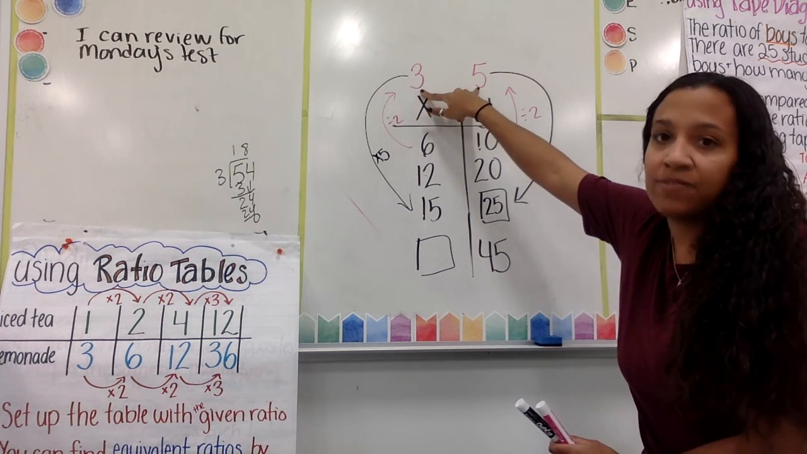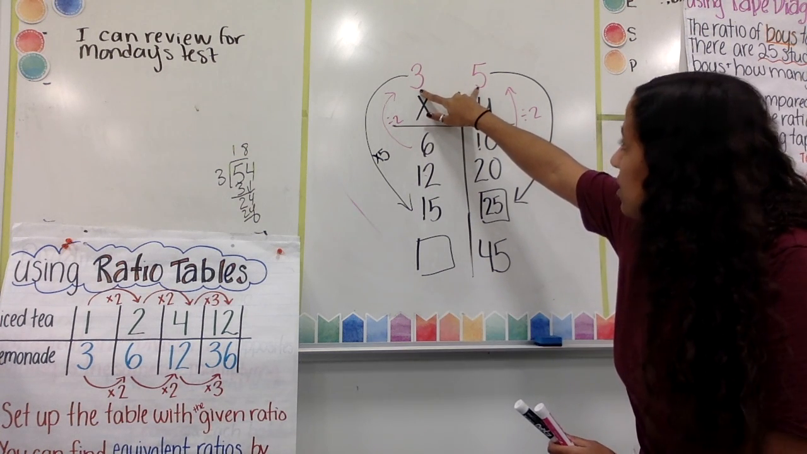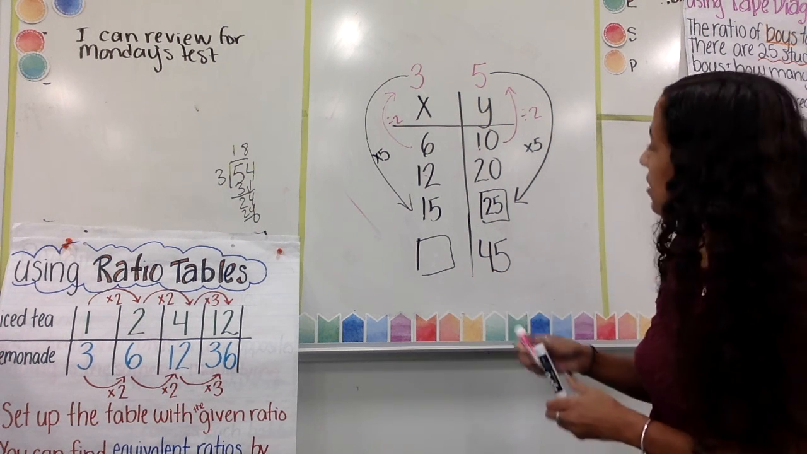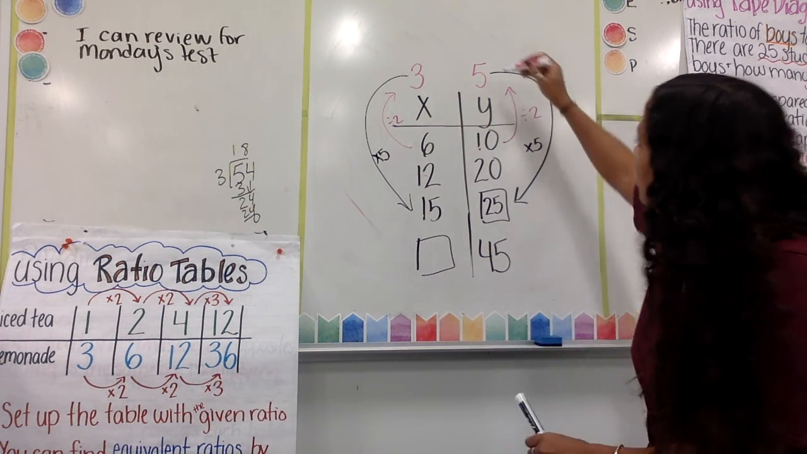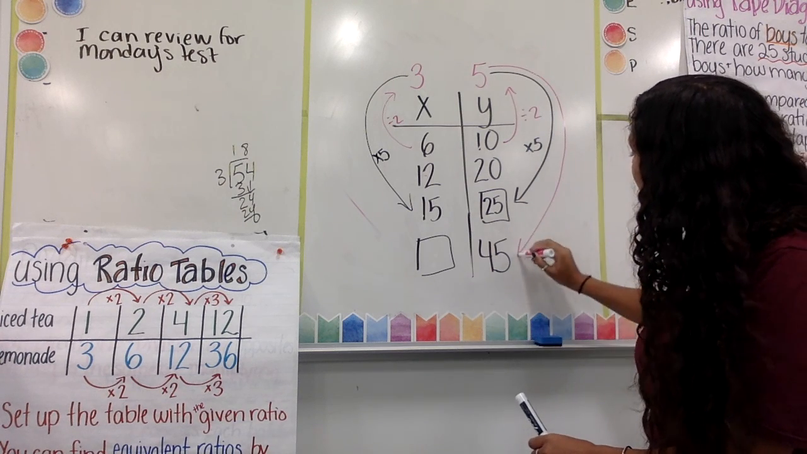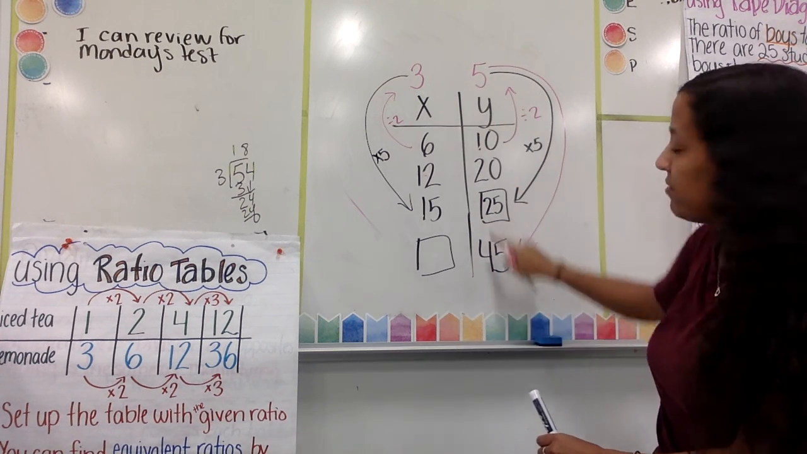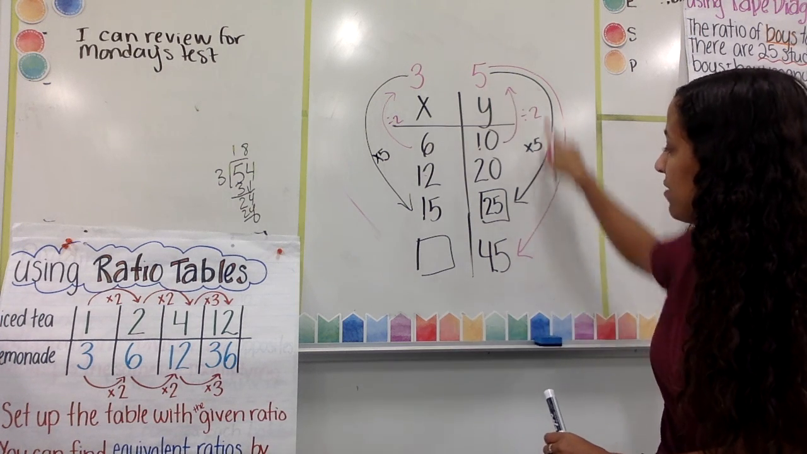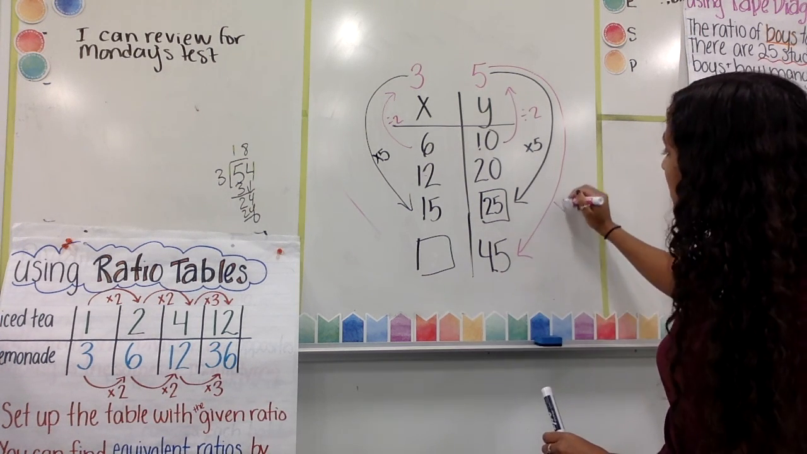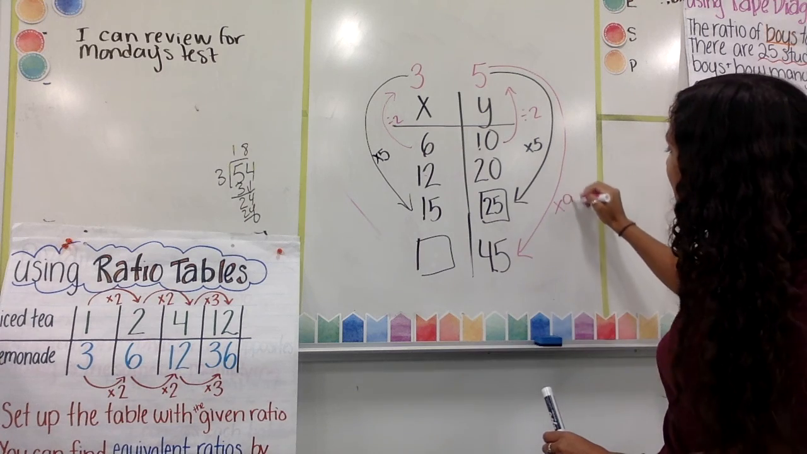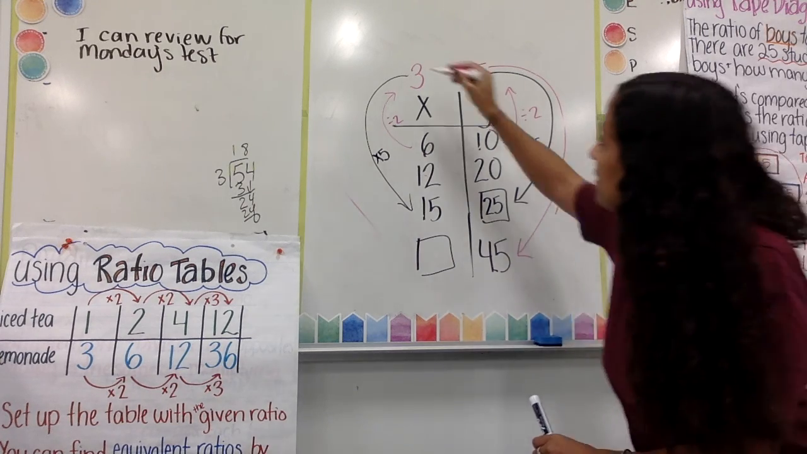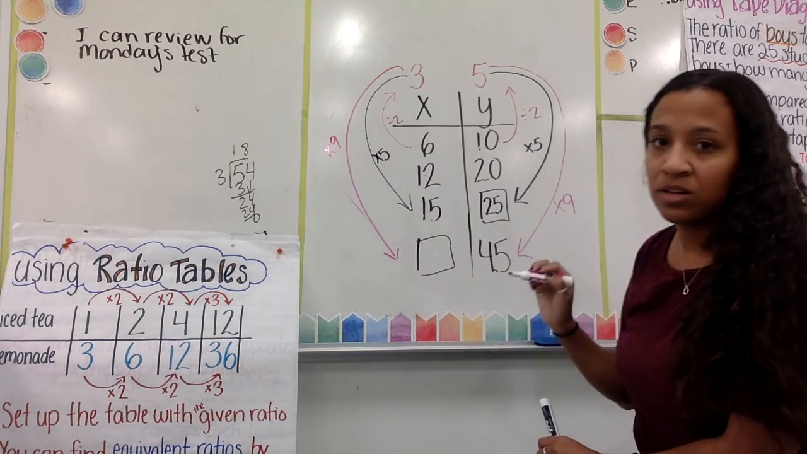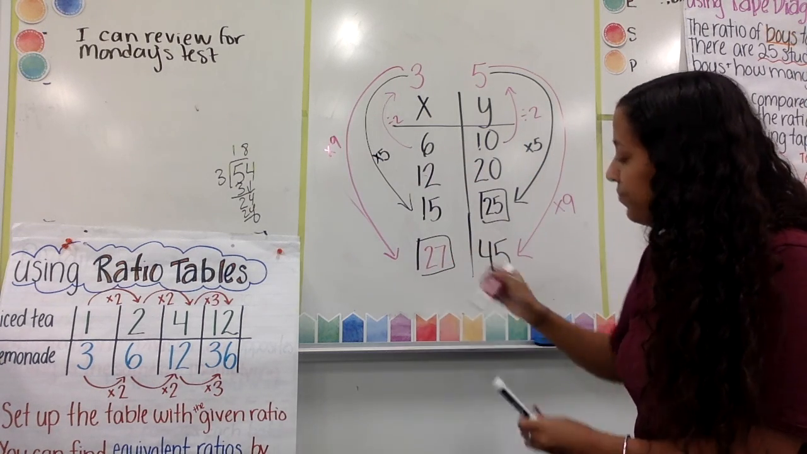I have a few options here. I can look back to this 3 to 5 relationship and then look at this missing in the 45. Because I can solve what's happening when I get from 5 to 45. To get to 45, I'm multiplying by 9. I multiply by 9, and so I have 27.